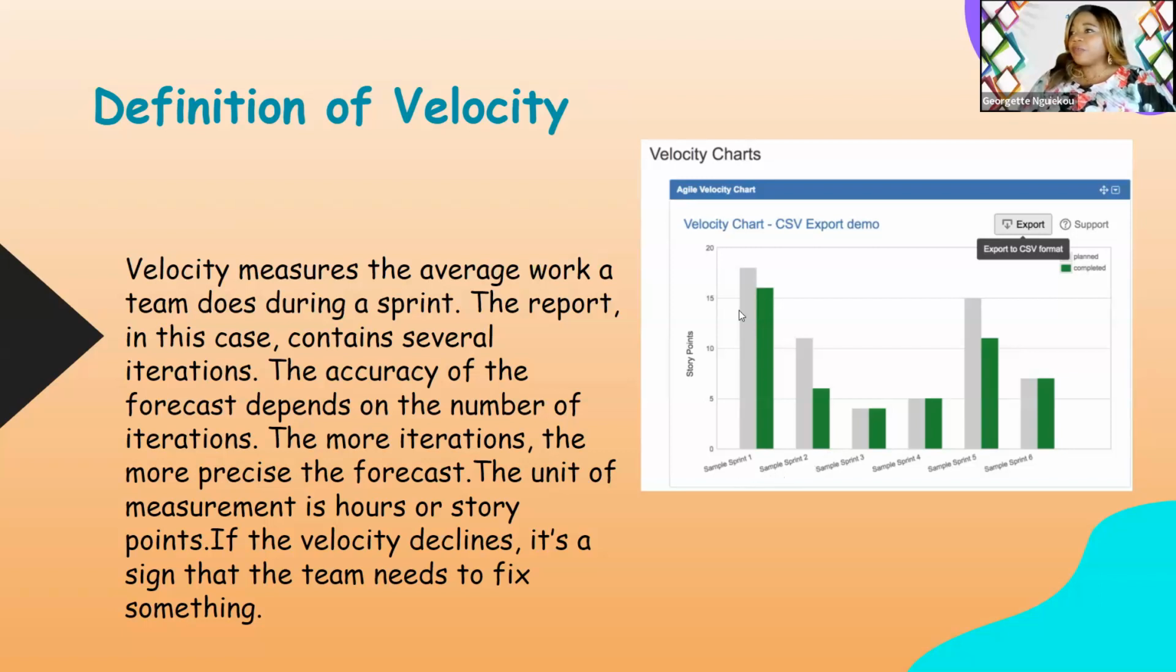That means when you see the jobs that were planned, this is the number of stories planned. As you can see, in sprint 1, the number of stories planned was about, let's say, maybe 17 or 18, and the number of stories completed is about 16. Here, in sprint 2, the number of stories planned is about 13, and the number of stories completed is about 7 or 8. So the green means completed, and the gray here means committed. They plan for it, and this is what they deliver. So that is what we call velocity.